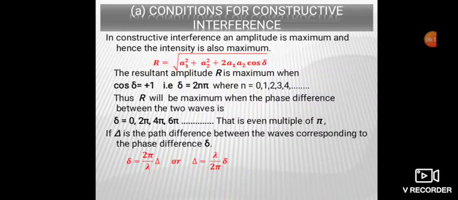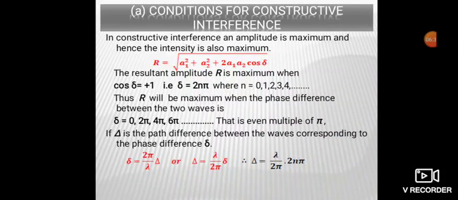So the phase difference delta is equal to 2 pi divided by lambda, the wavelength, times the path difference. Or the same equation we can write for the path difference: the path difference is equal to lambda divided by 2 pi into the phase difference. Therefore, substitute the value for the phase difference. Already we know it is 2n pi.